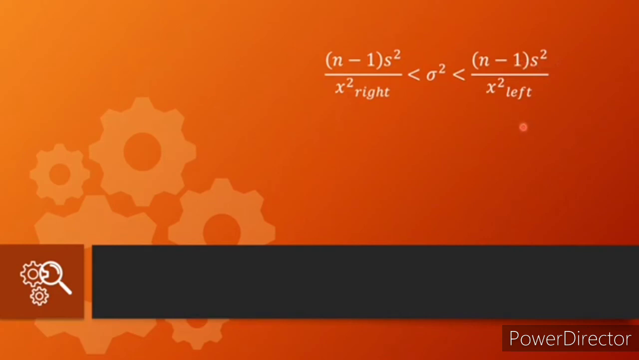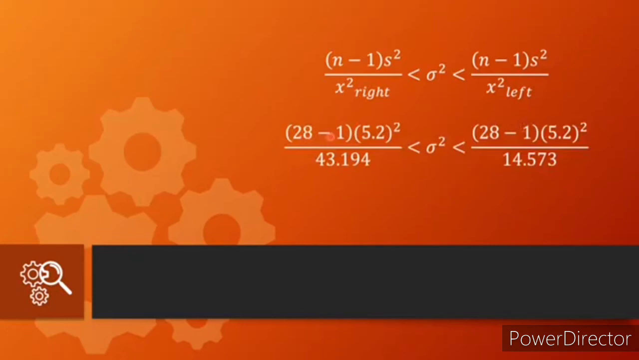So let's substitute the given values. 28 minus 1 multiplied by 5.2 squared over 43.194. And here, 28 minus 1 multiplied by 5.2 squared over 14.573. Therefore, the answer for the variance is greater than 16.9, but less than 50.1.